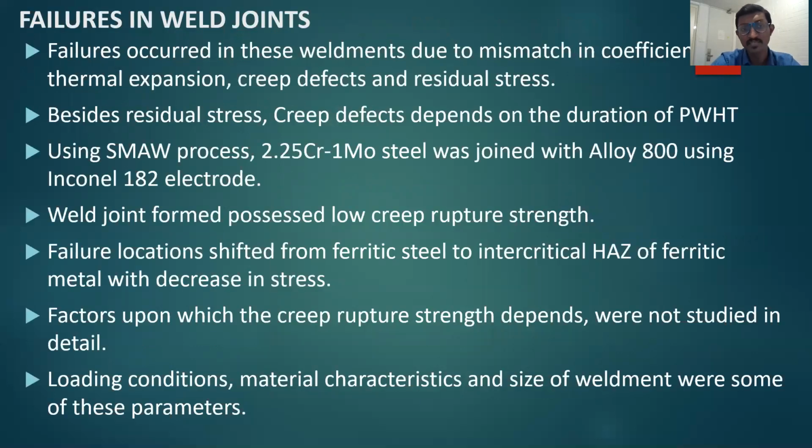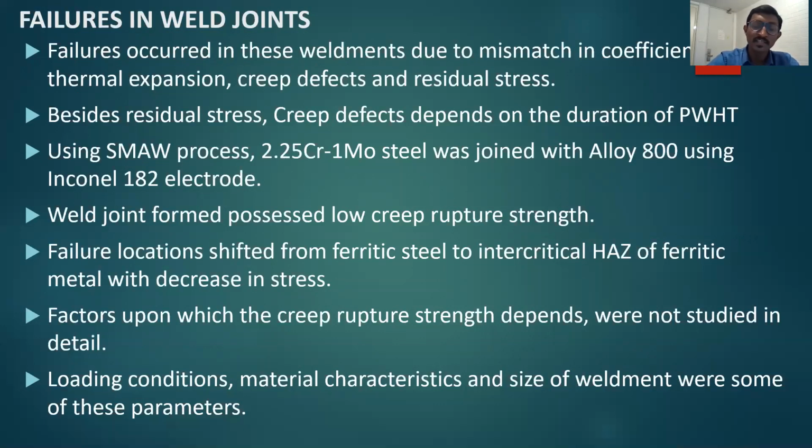Besides the application of dissimilar weld joints in several industries, several failures were also associated with these weld joints. The main factors that attributed to the failure of dissimilar weld joints were the mismatch in the coefficient of thermal expansion between the base metals, the creep defects influenced by post-weld heat treatment, and residual stresses.